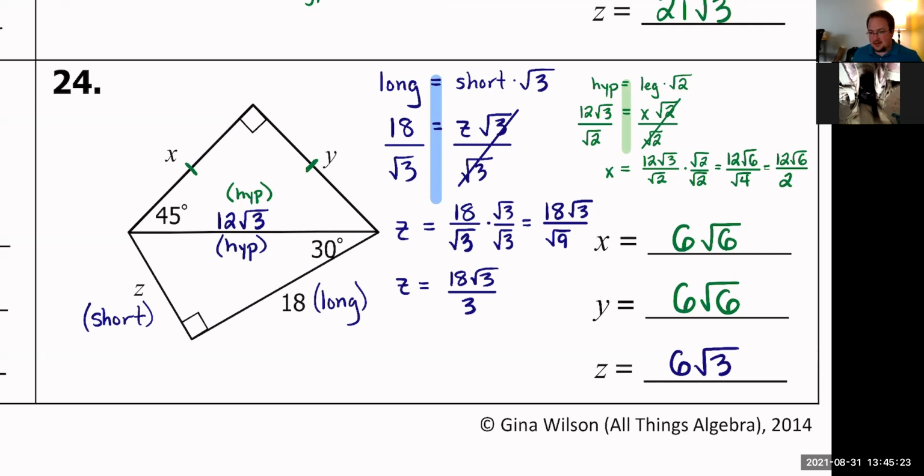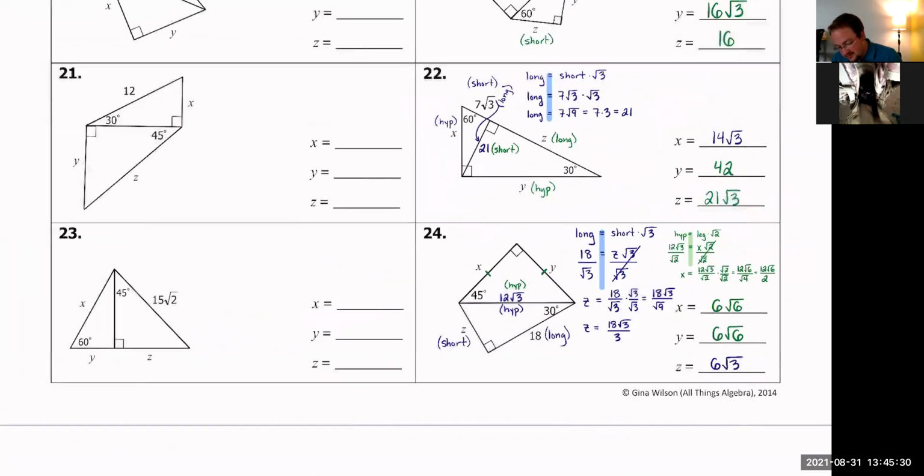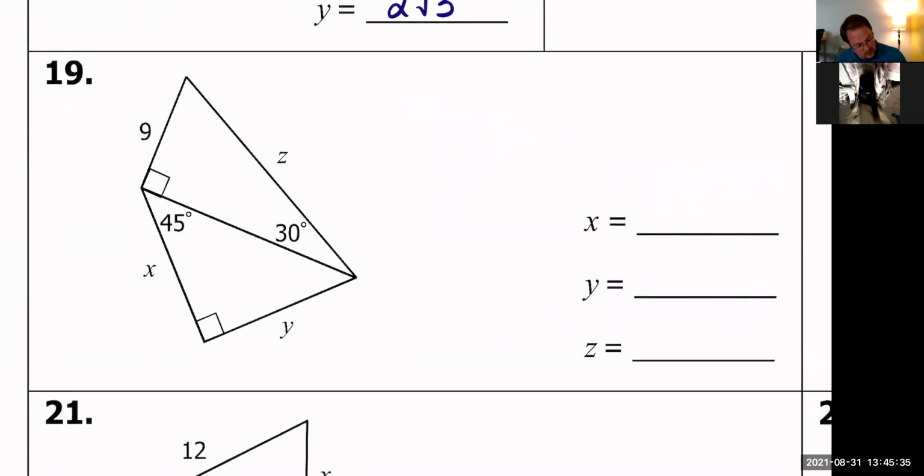All right, for the sake of completion, we still got about 15 minutes left. We're not going to do the other 3, but I am going to give you the answers in case you want to try them yourself. So jumping back over here to number 19, there's the image for you. If you were to calculate this here, x would be 9 times the square root of 6 all over 2. Y would be the exact same thing. And Z would be 18.